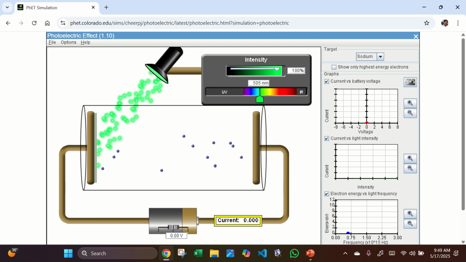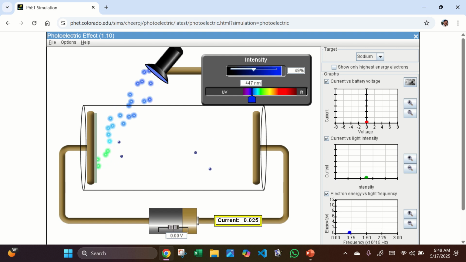Okay, bring it back. Now let's change the frequency, otherwise you can say the energy of the photon. Let's increase it. Let's keep it around 450, or whatever number you take. Then what is the observation? We observe that this time the speed is more. If we increase the energy, that is, decrease the wavelength, then the speed of the ejected electrons is more.